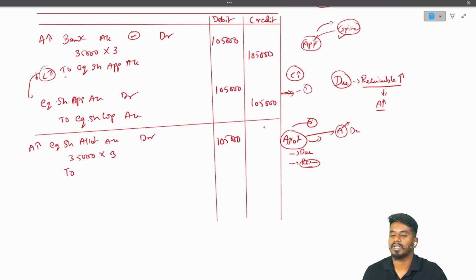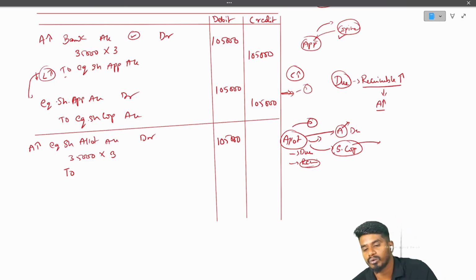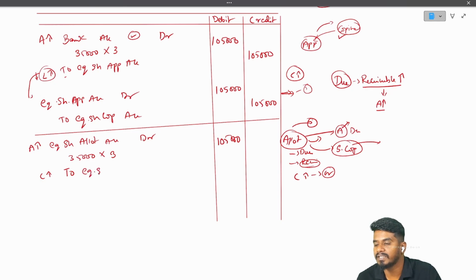Now, what do we need to credit? The same amount will get credited to share capital, correct? So we will transfer the allotment amount to share capital. If capital increases, we will credit it. Equity share capital account 1 lakh 5,000. Right. Now we made the due entry.